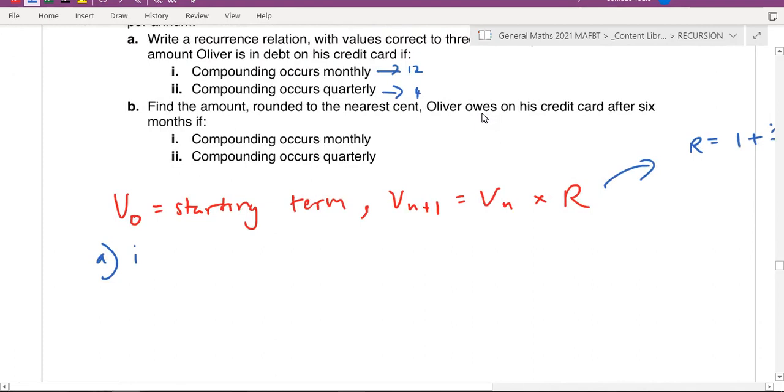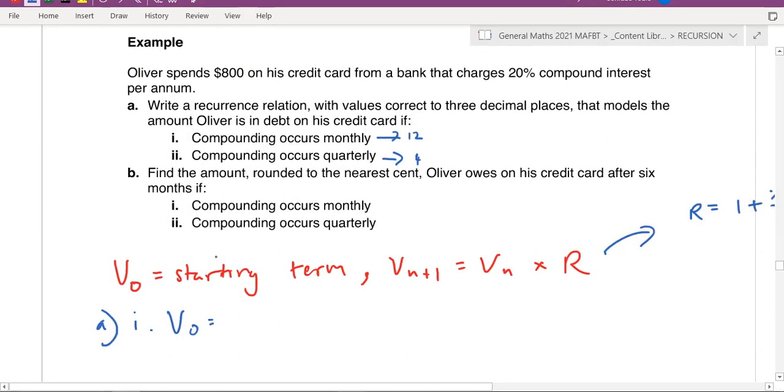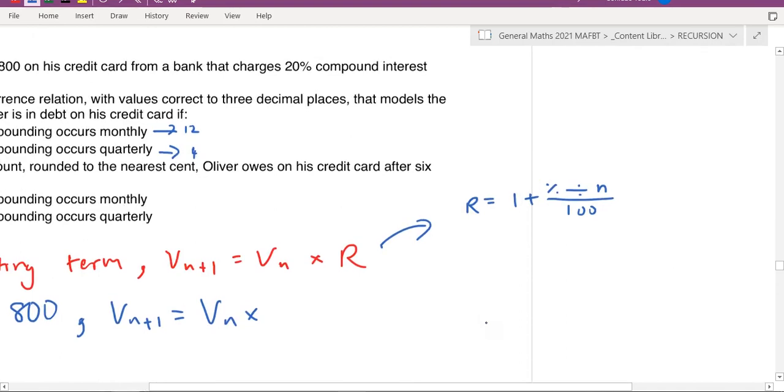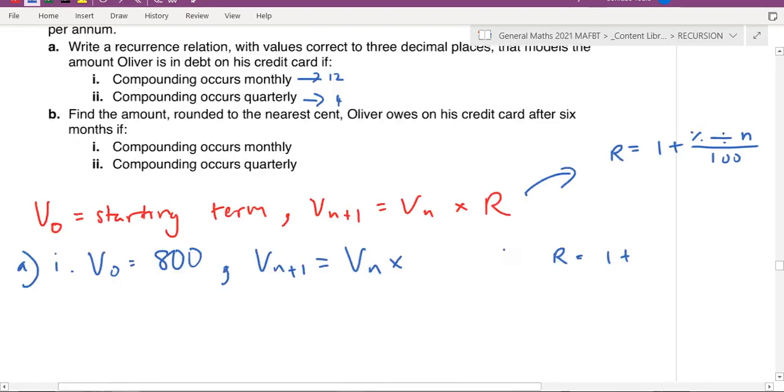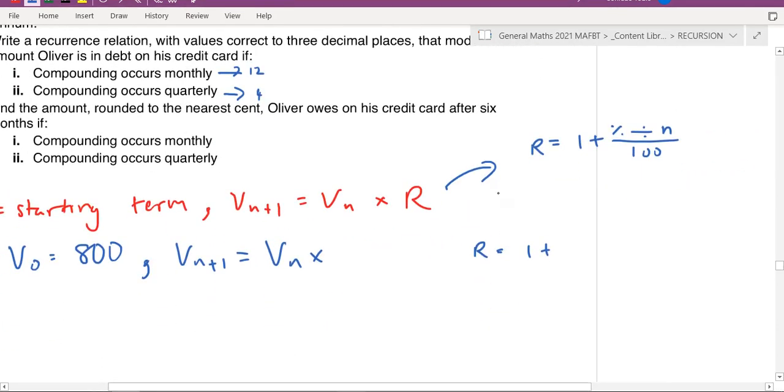I can already tell that for the first one, V0, the starting term, just read the question, it says 800. So he starts off with $800. And then Vn+1 is equal to Vn times, now we find the rate for it. So using my formula, R equals 1 plus the rate he's being charged, which is 20, divided by the number of compounds. According to this it's monthly, so that N has to be 12. And then divide that by 100.